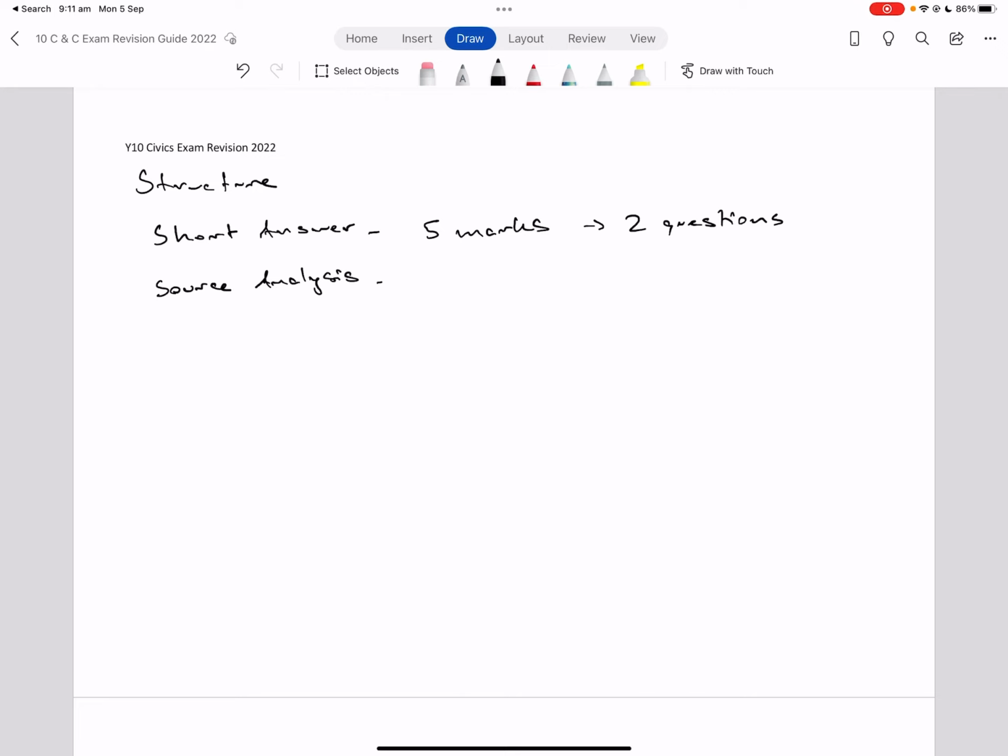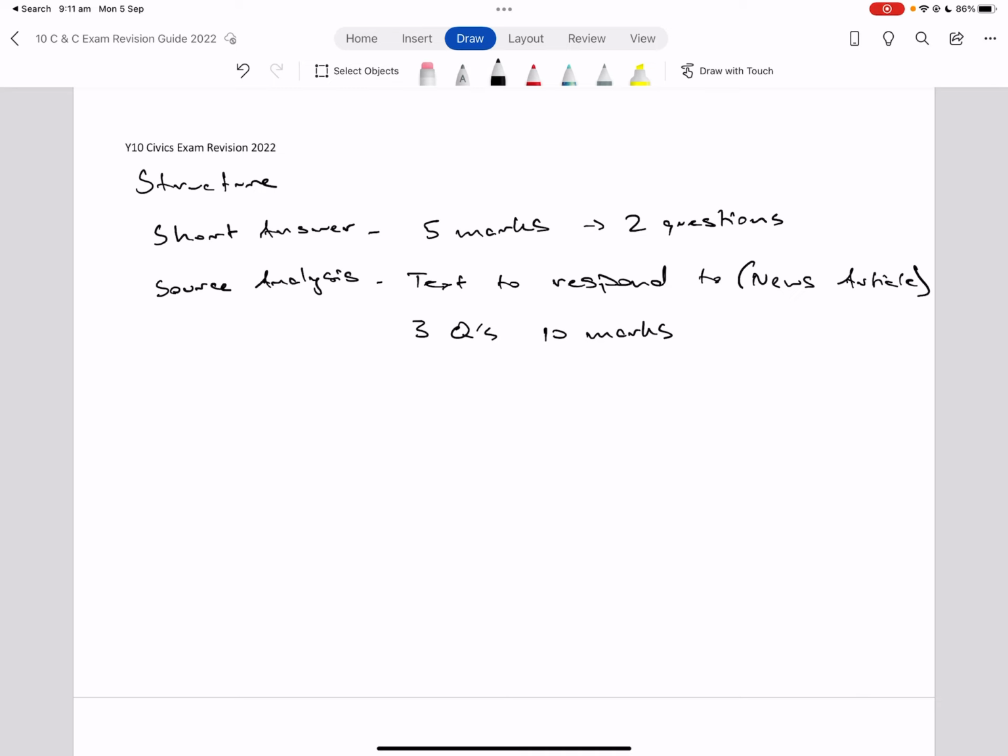The source analysis section, you will get a text to respond to. And this will be in the form of a news article. So the news article will talk about one aspect of the source material or the content that we've gone through in each of your rotations, and you'll need to answer 3 different questions. So like a part A, part B, part C. There are three questions to answer for a total of 10 marks.